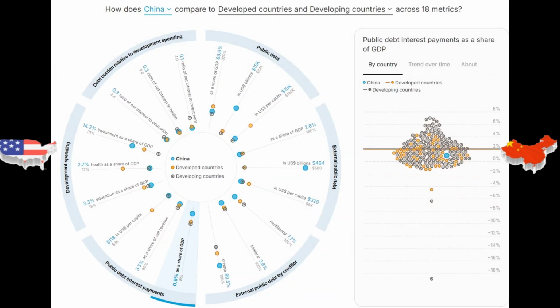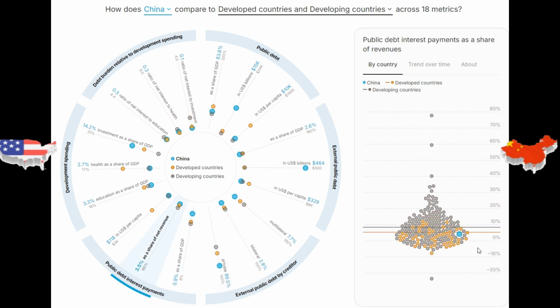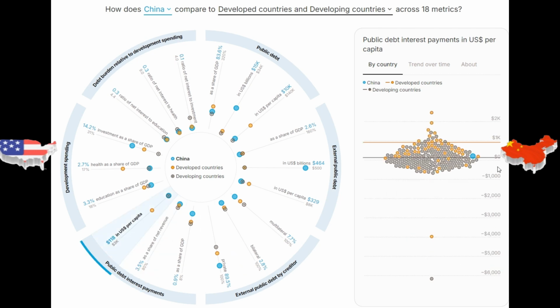In terms of interest payments, China spends less than 1% of its GDP, compared to 3% for the United States. This is significantly below the average for both developing and developed countries. Additionally, only 3.5% of China's government revenue goes towards servicing debt interest, while the U.S. allocates over 10%. On a per capita basis, each Chinese citizen bears a burden of about $118 in debt interest, which is just 6% of the $2,000 per capita interest burden in the United States.